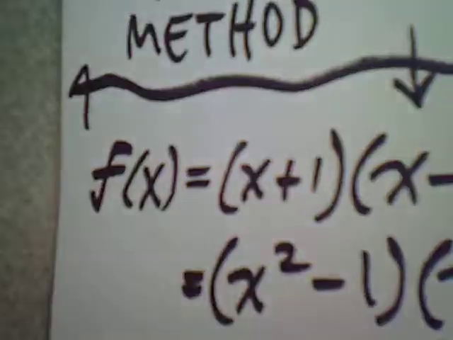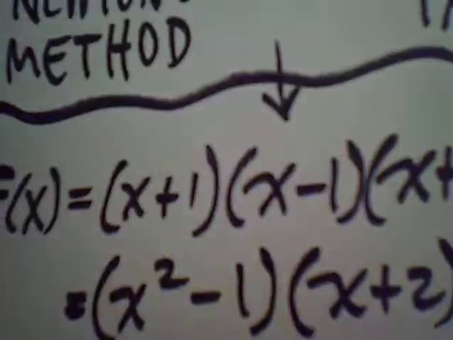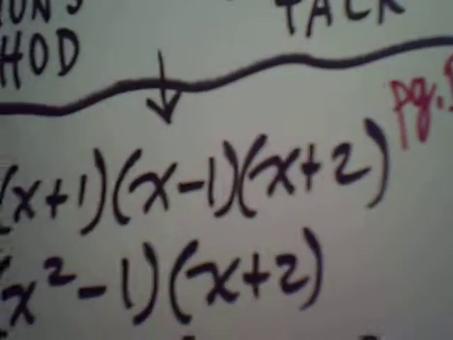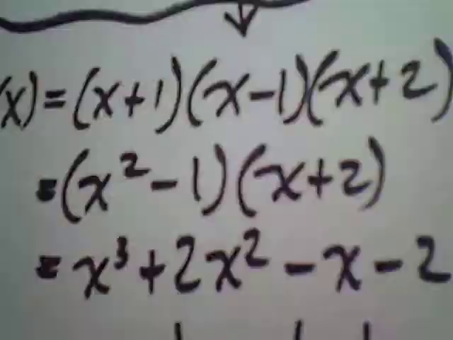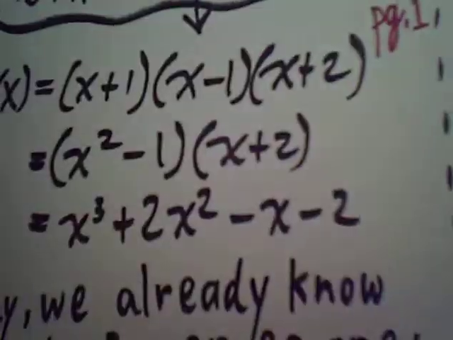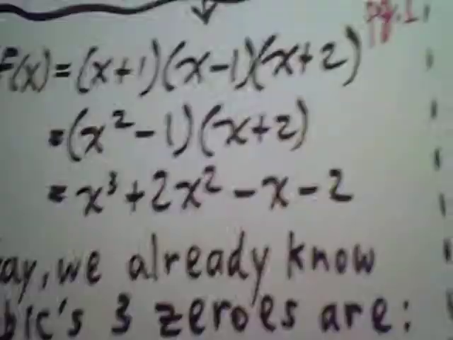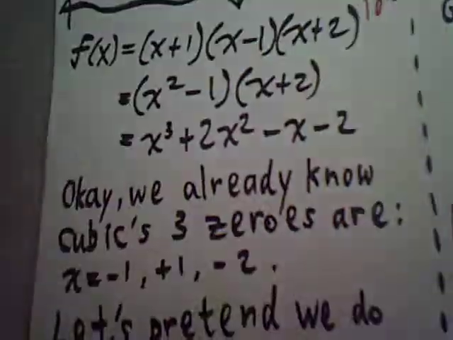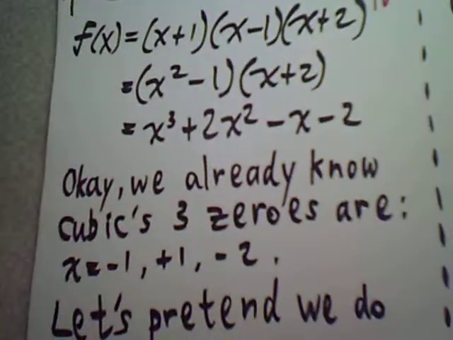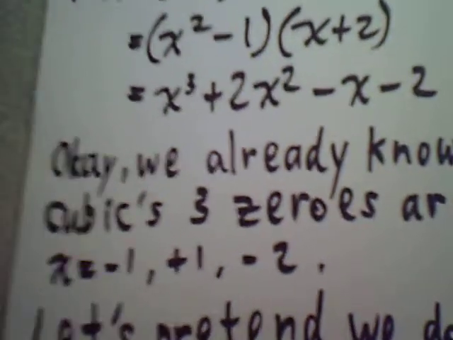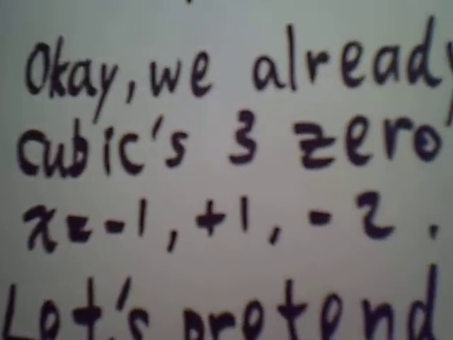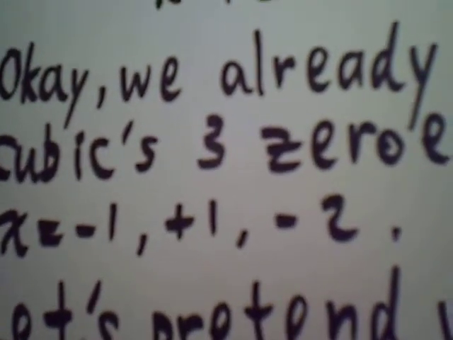So the factors are x plus 1, x minus 1, x plus 2. And when you multiply it out, do the expansions and the gathering of like terms, you get x cubed plus 2x squared minus x minus 2. And so we already know the zeros of this function are minus 1, plus 1, and minus 2.